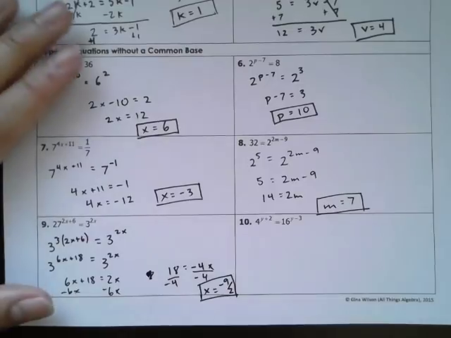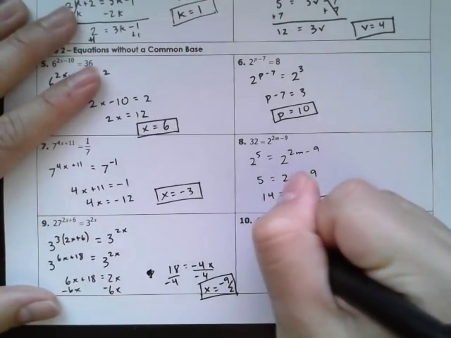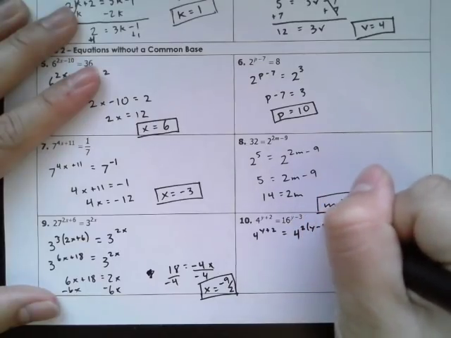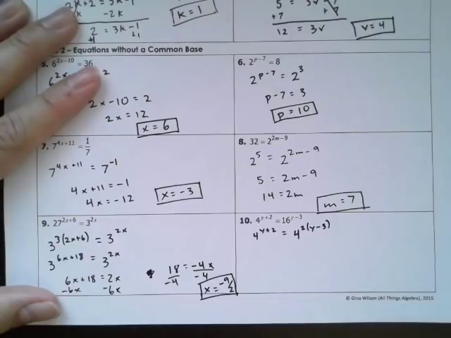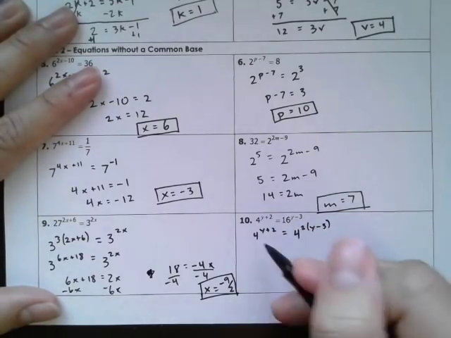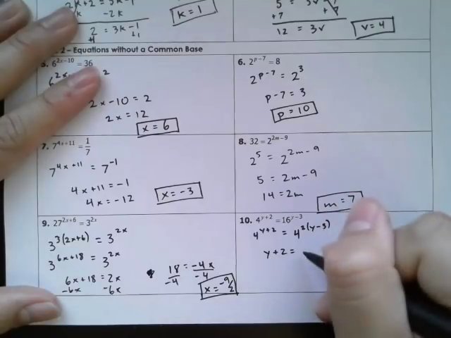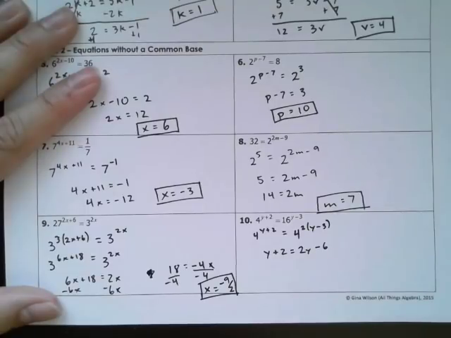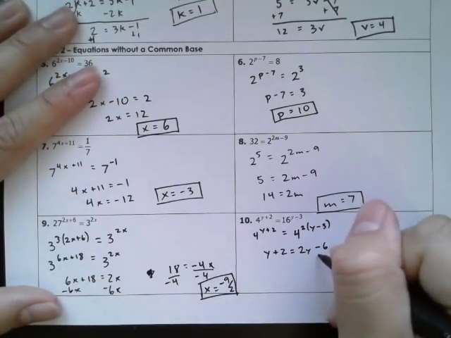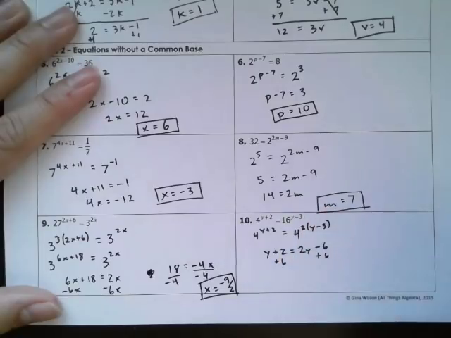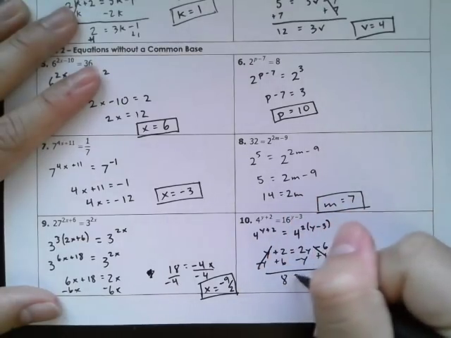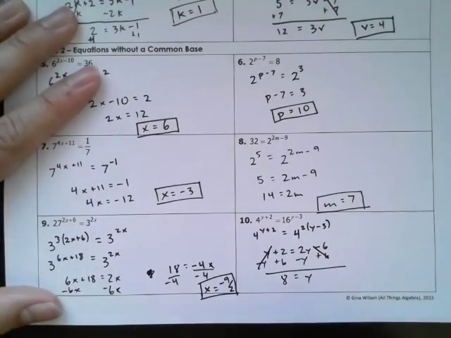Number 10, similarly, I can rewrite the right side as 4 squared, but y minus 3 is still there, still part of the exponent. Now I have the common base, so y plus 2 is equal to 2y minus 6. I distributed the 2. Solve for y. I'm going to send 6 over to the left side, so those cancel there, and I'll send y over to the right side. So I get 8 is equal to y, and that's it. I'm done.